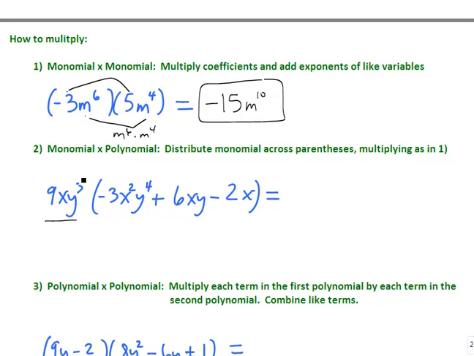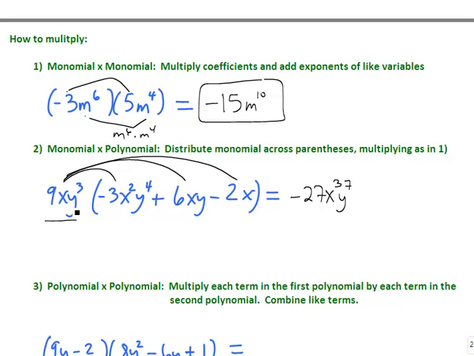So in order to do that, we're going to distribute our monomial across to every term in the parentheses, again multiplying coefficient times coefficient, x's with x's and y's with y's, adding exponents as we go. So 9 times negative 3 is negative 27, x times x squared gives us x cubed, and y cubed times y to the 4th gives us y to the 7th, adding exponents.